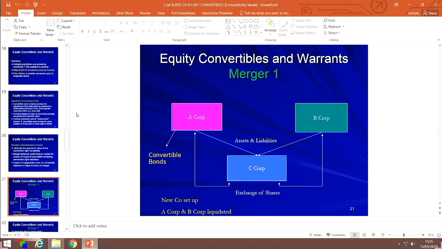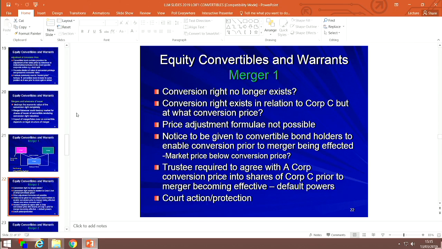And the structure of the merger is that all assets and liabilities of the two merging entities will be transferred to a third corporate entity, C. And after that, there is a share exchange between the shareholders of A and shareholders of B for shares in C, after which A Corporation and B Corporation are liquidated. Now, question is, what happens to the convertible bondholders?